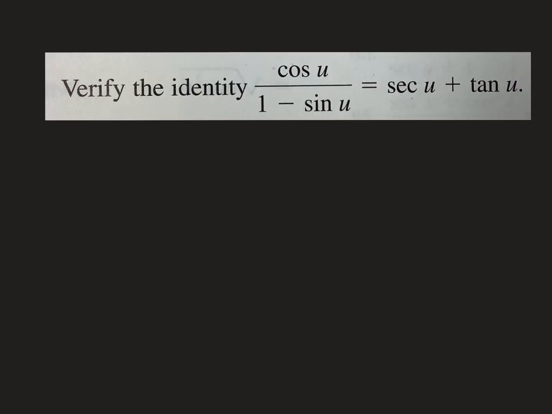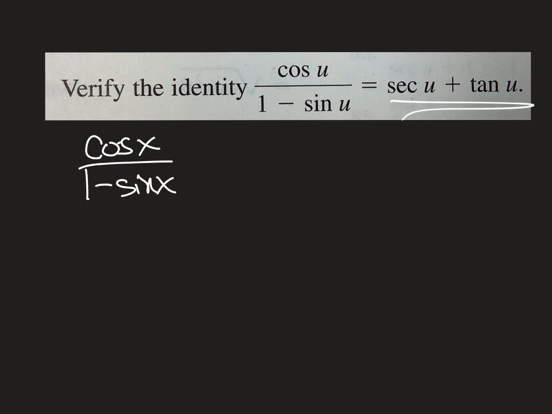All right, two more new strategies. One is adding something new. So let's say here's my identity, and I got to prove it. I'm going to take the left-hand side and try to make it look like the right-hand side. So I'm going to have this cosine. They used u, I'm going to use x. Cosine x over 1 minus sine x, and I'm going to try to make that look like secant plus tangent of x.